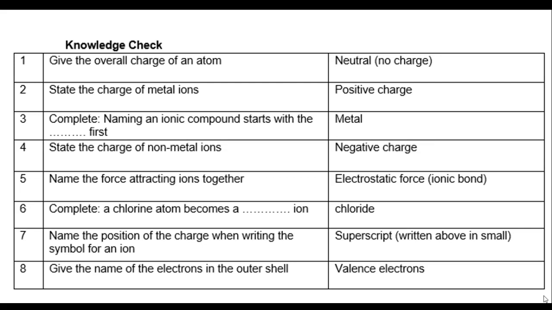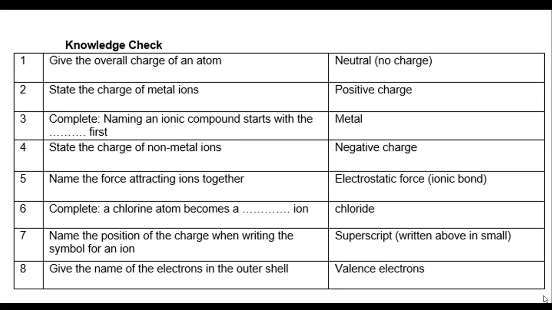So obviously ions have charges and you write them in a particular way. We call it a superscript. It means that it's written above in small writing. So just imagine that that charge is floating in the air. Okay, it's got a little bit of air underneath it, so it's up high, and that's why we write it above.